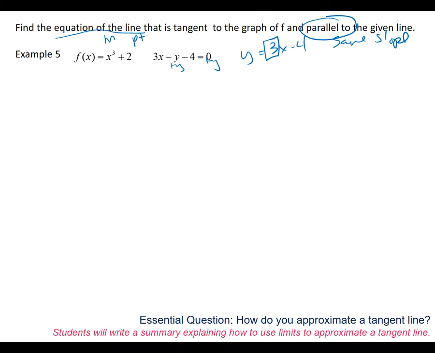Okay, so I've got the slope. What am I missing? What point? So I'm going to have to use my new formula to find that point. Okay, and unfortunately this time, oh wait, it's a cube. That was nice. We're going to have to leave the x's in it.